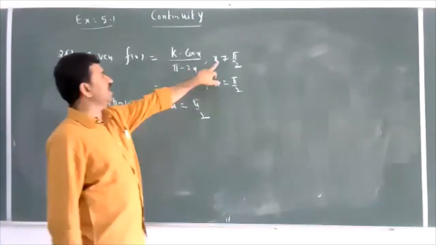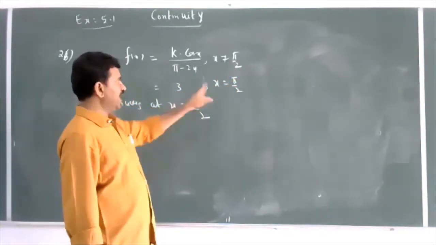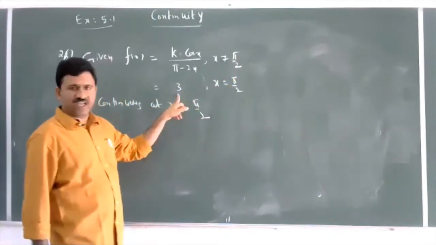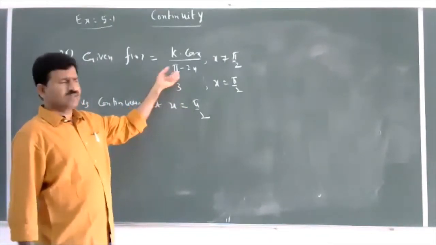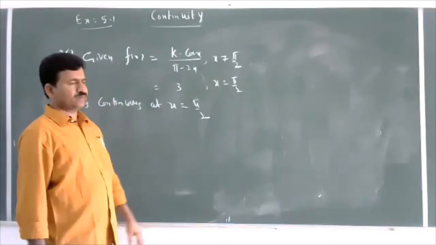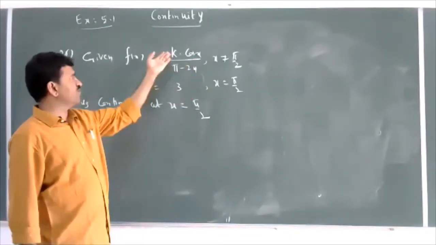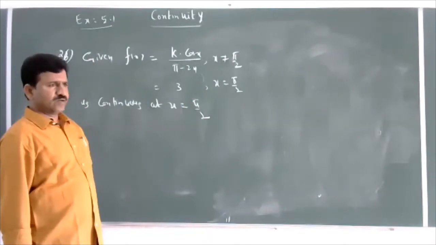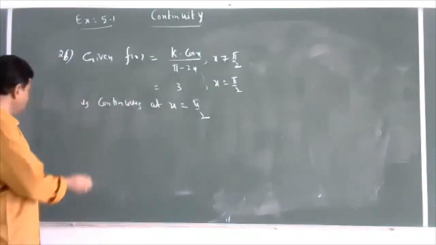Already it is given continuous, so x not equal to pi by 2. At pi by 2 it is continuous. At pi by 2 function value is given 3. So for the left limit and right limit, the same function is there, so you can go for the direct limit value. Equating the limit value to the function value, we can find this k value. Already given continuous at x is equal to pi by 2, so just write this one.